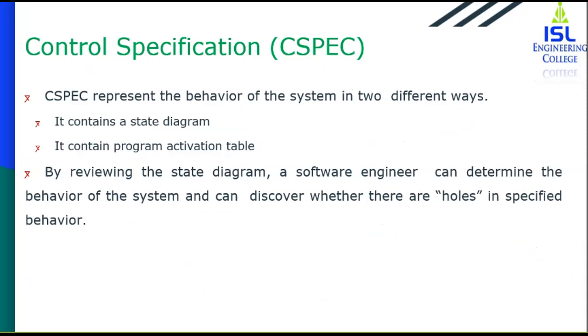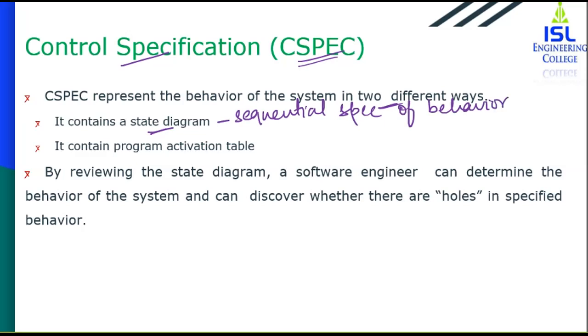Now within the control flow, we've got control specifications. And within this, CSPEC is control specifications. Now this control specification is going to describe the behavior of the system in two ways. The first way is the state diagram. Now the state diagram is the sequential specification of the behavior. That's the first type of representation.